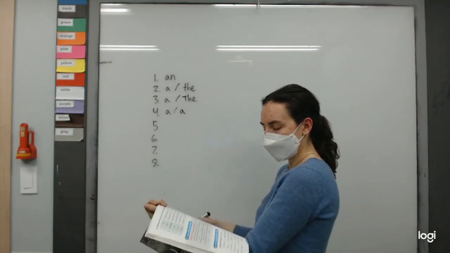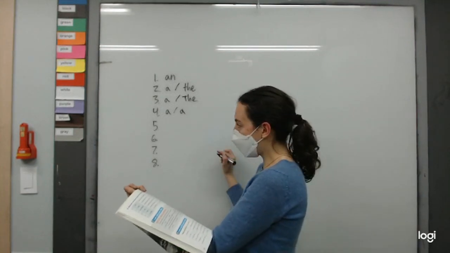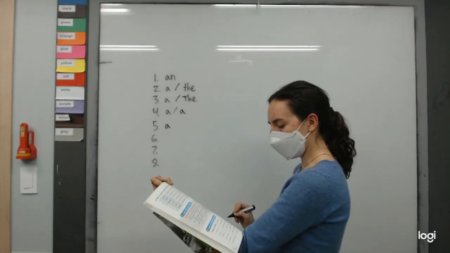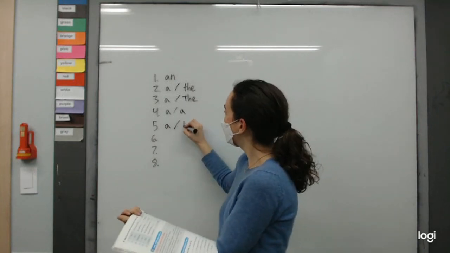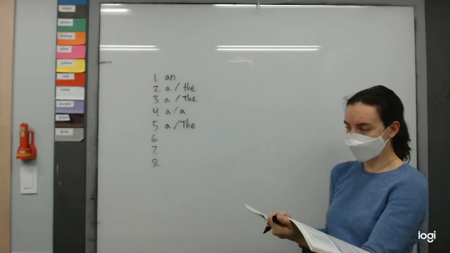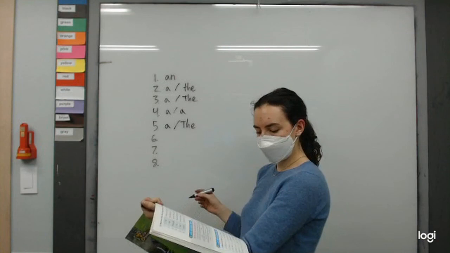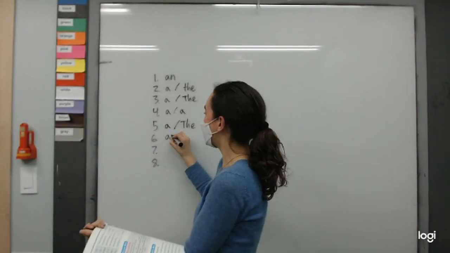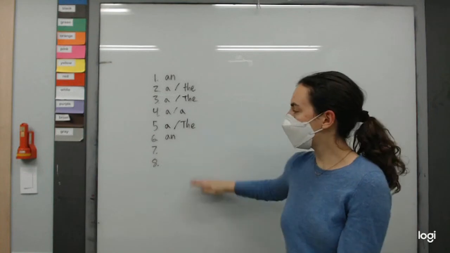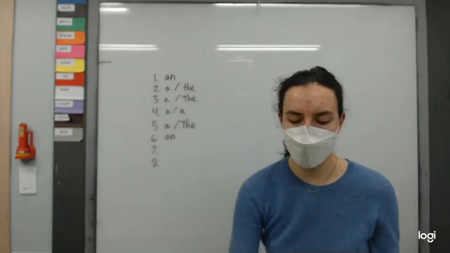Okay. Number 5, there is a man at the corner. The man, second time, is wearing sunglasses. Okay. And the last one, we don't have an icebox. Okay. Check your answers, and then we will move to the next page.